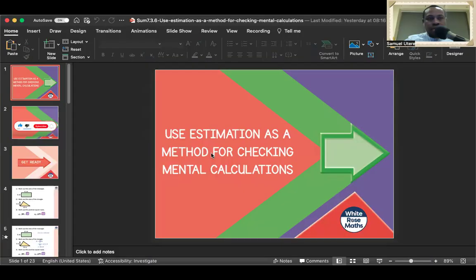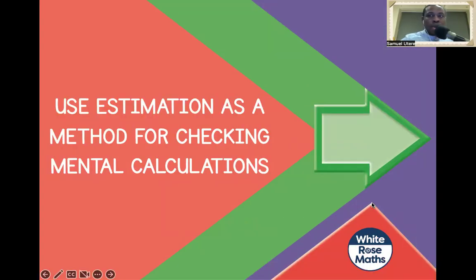Welcome to Block 3, Developing Number Sense, Lesson 6. I'll share my screen. So, in our previous lesson, you learned how to use factors to simplify calculations. In today's lesson, you're going to learn how to use estimation as a method for checking mental calculations.